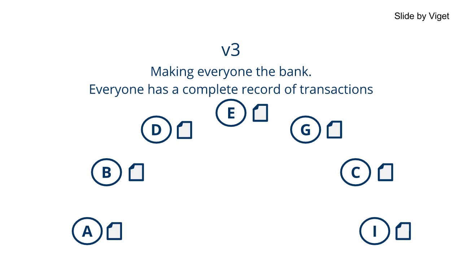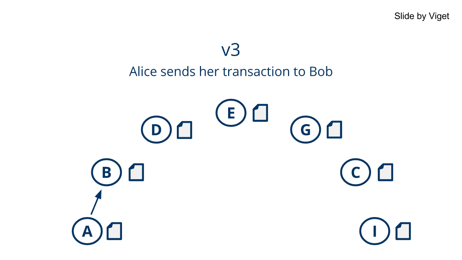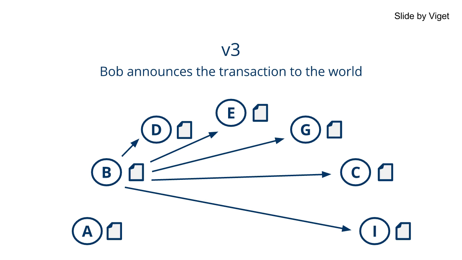So how we do this is we make everyone the bank. Now everyone has a complete record of every transaction that's ever occurred. And in Bitcoin, this is called the blockchain. So now when Alice sends her transaction to Bob, he can check his copy of the blockchain to ensure that the Bitcoin actually belonged to Alice. Now, if that works out, he's going to announce the transaction to the world, and everyone will update their copy of the blockchain.